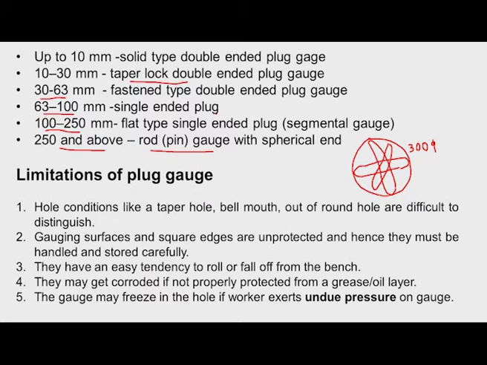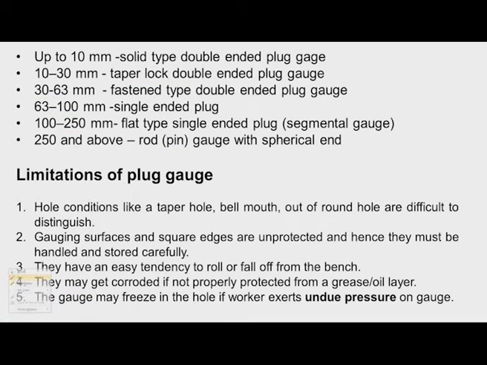Now what are the limitations of plug gauges? Sometimes the hole conditions like tapered hole, bell mouth or out of round hole will be very difficult to distinguish. So it will be something like this. Say we have a workpiece like this with a hole like this. So it is tapered, sometimes it is bell mouth like this, it is opened up like this.